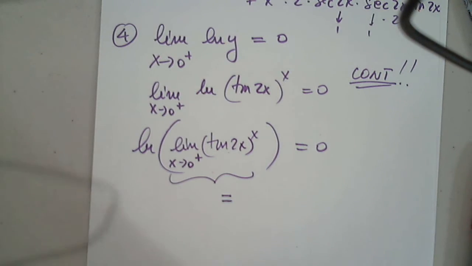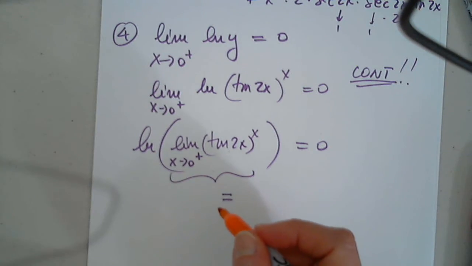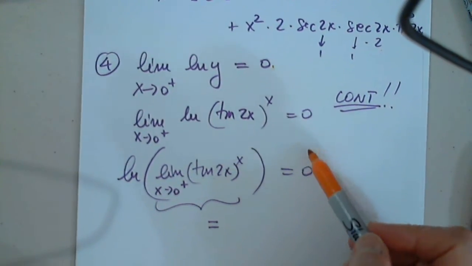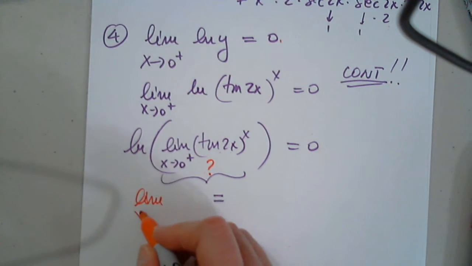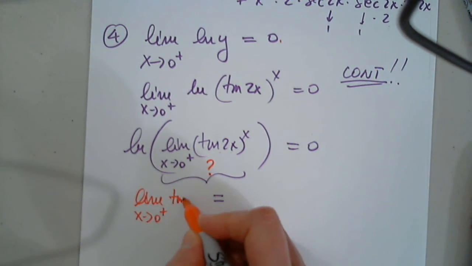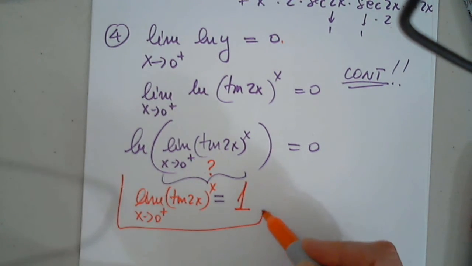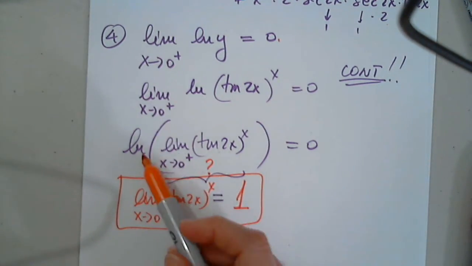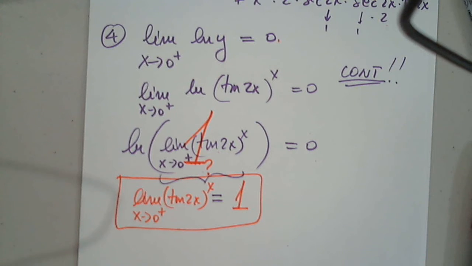Anyone? Is that from the 0 from last time? So I put the 0. Oh. So how much is this? So limit as x approaches 0 from the right, from tangent 2x to the x power. Is it 1? Thank you very much. Only natural log 1 is 0. Thank you.